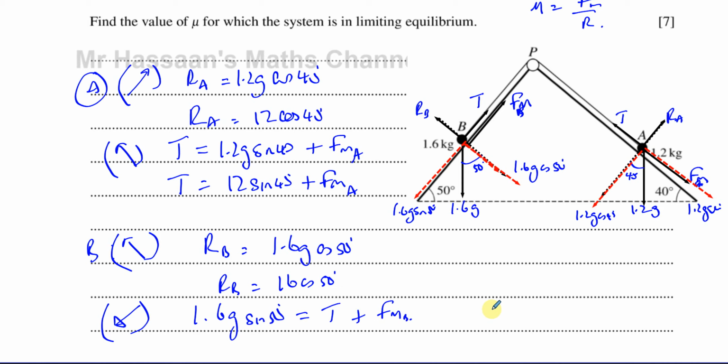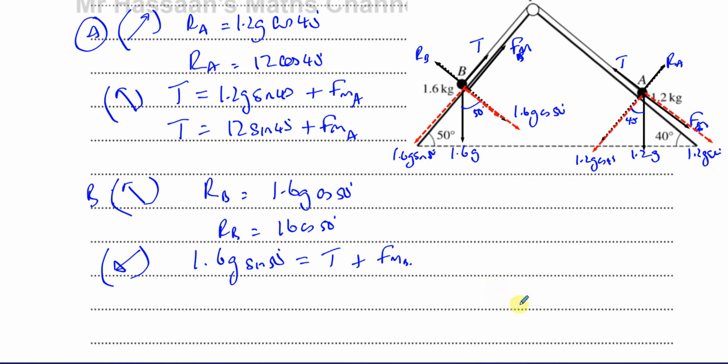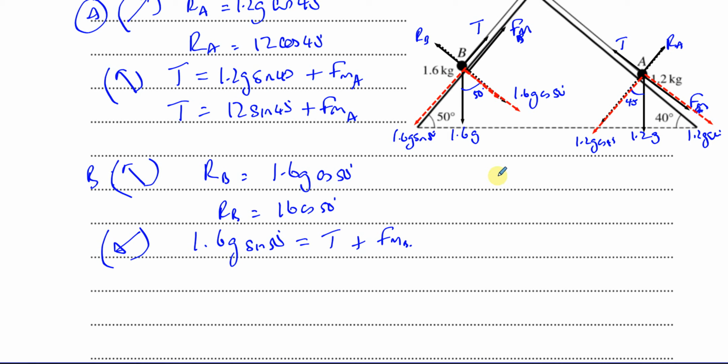The tension is the same in both parts of the string. But the F max of A and B are not the same, although mu is going to be the same. Let's see if we can do something about this. We know that F max of A is equal to mu R of A, and F max of B is equal to mu times R of B. So this might help us here.